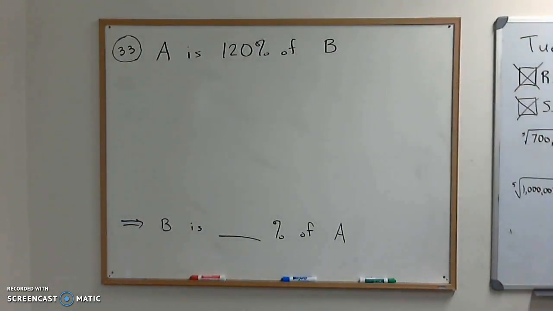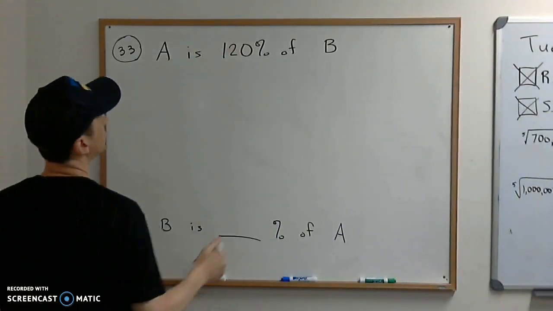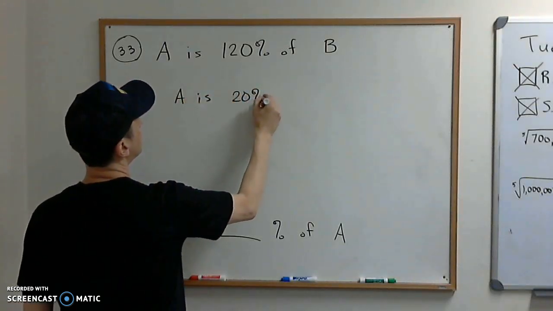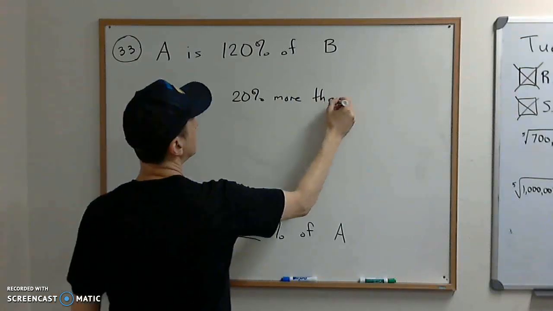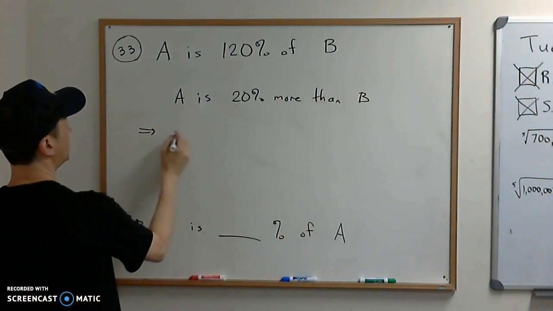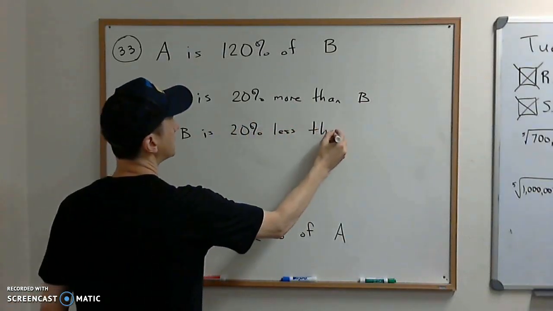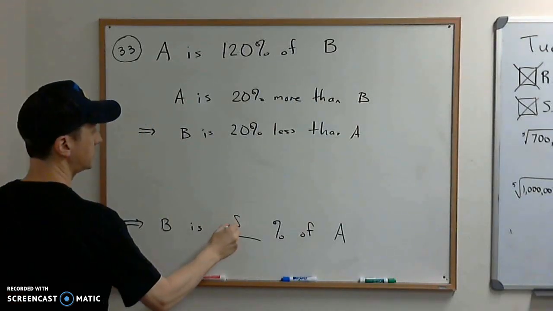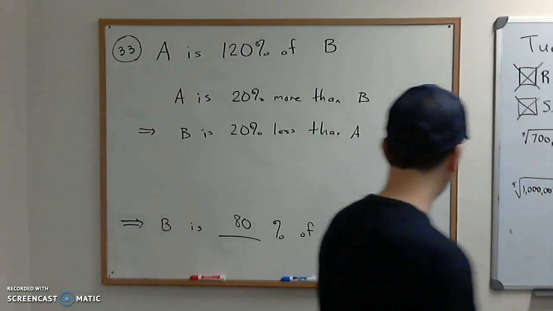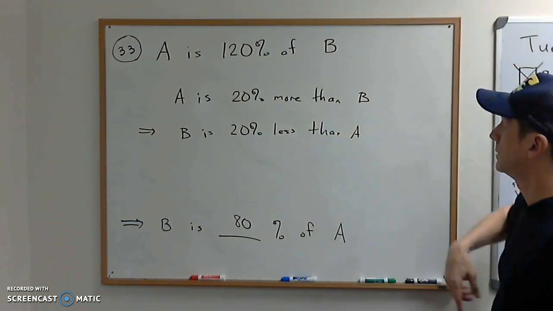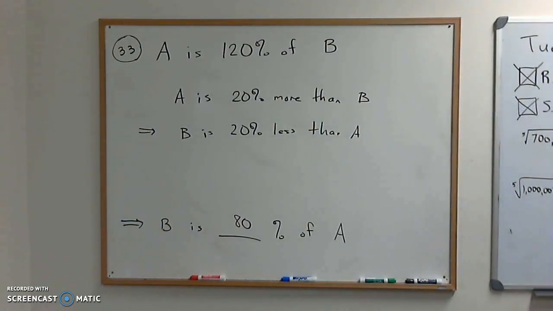Okay, so let me walk you through one way to solve this problem. If A is 120% of B, then that really means A is 20% more than B. Therefore, B is 20% less than A, which is 80% of A. Is that correct? No, it's not correct. That's the bad way to do the problem, okay? So this is the fallacy right here. This is what Stephen the stupid student does, but you're not Stephen the stupid student.